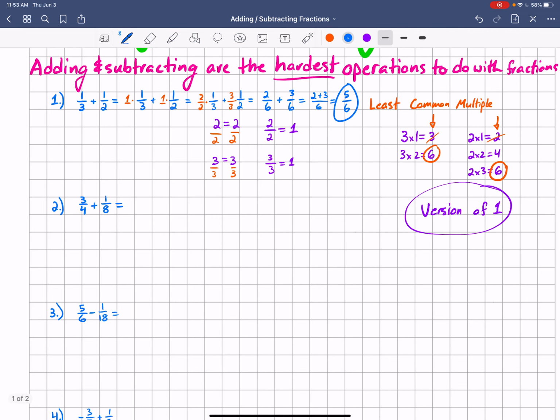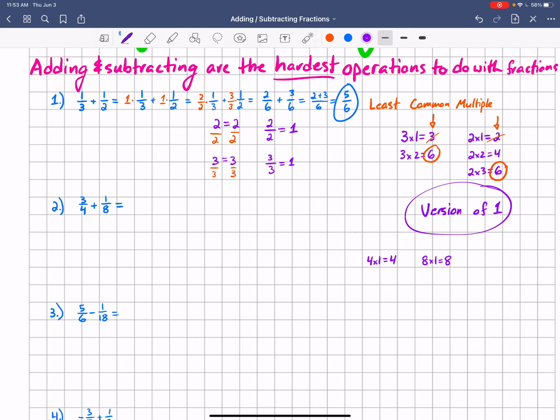So 3/4 plus 1/8. So the first thing we need if we're going to add fractions is a common denominator. So we have to find the least common multiple of the denominators, 4 and 8. So let's do it like this. We have 4 times 1 is 4. 8 times 1 is 8.